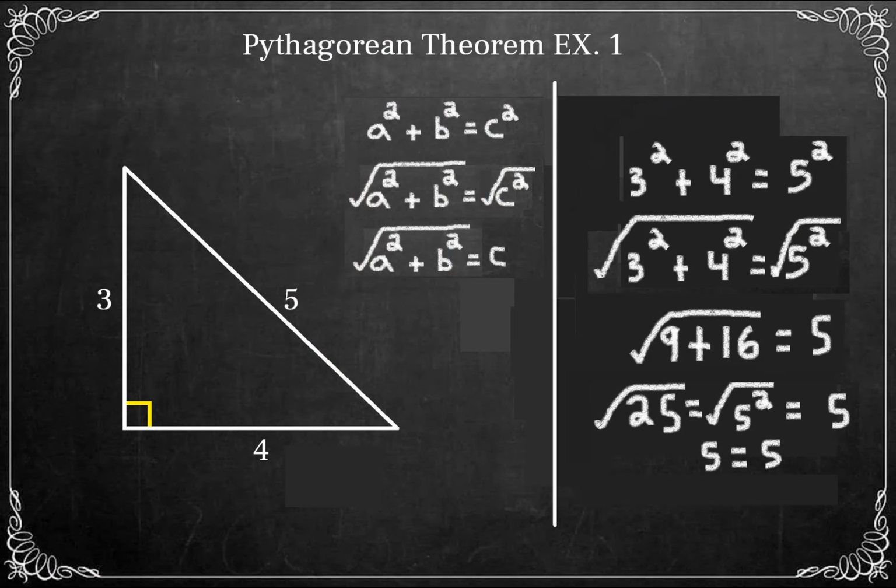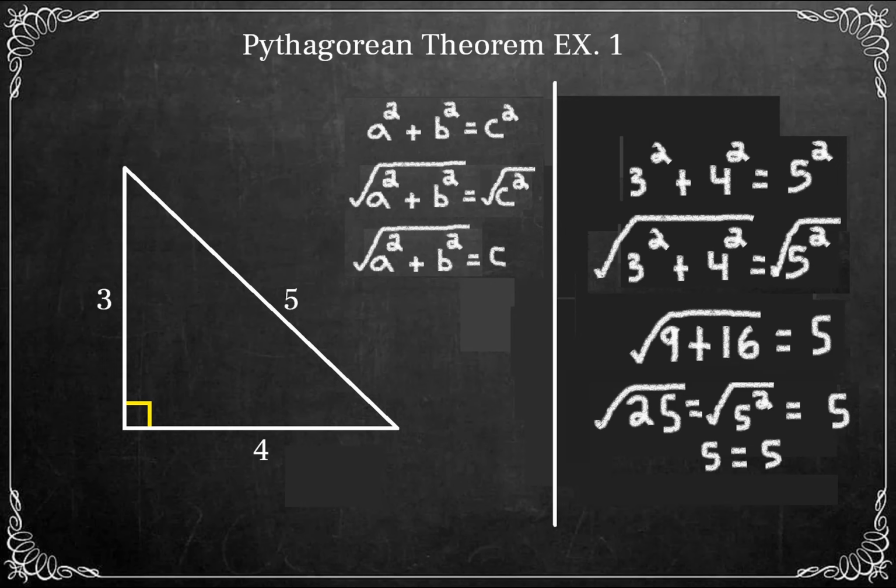Let's do an example with all the values populated. We have a equals 3, b equals 4, and c equals 5. Then, 3 squared plus 4 squared equals 5 squared. Is that true? Let's go through it.